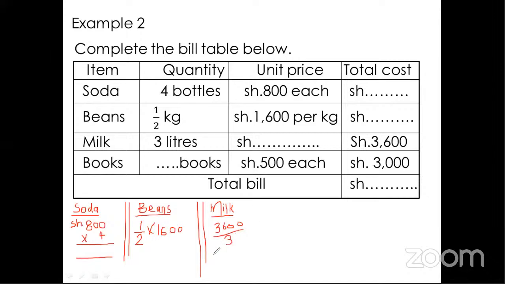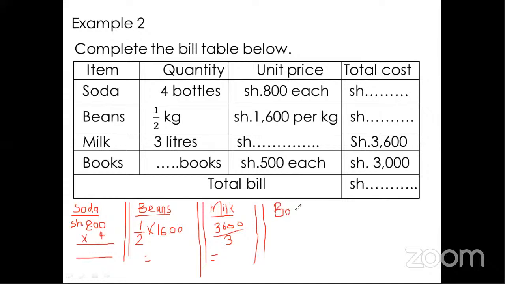And you get the answer here. So whatever answer you are getting here, you go back and fill it in the table because they told you to complete the table. Then the last item, you have books.